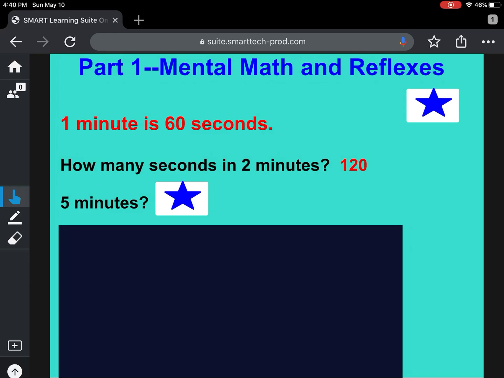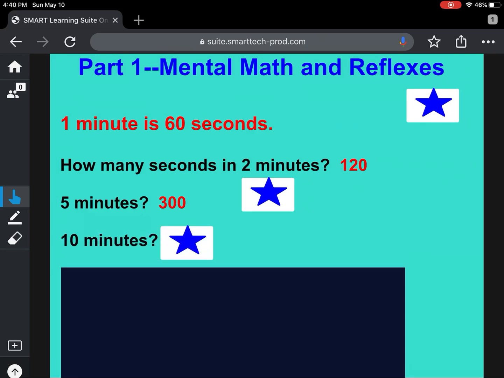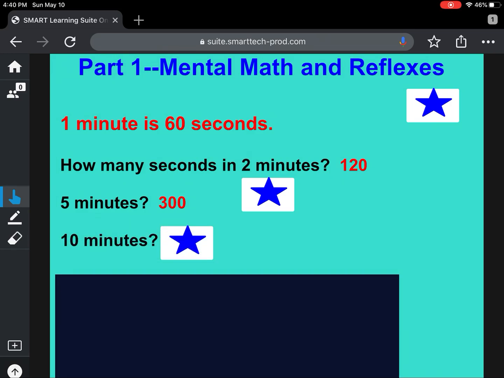Pause your video now if you need a minute to figure it out. Then turn your video back on when you're ready to check your work. For 5 minutes, you should have said it is equal to 300 seconds. Let's try one more. If 1 minute is 60 seconds, 2 minutes is 120 seconds, 5 minutes is 300 seconds. How many seconds are there in 10 minutes?